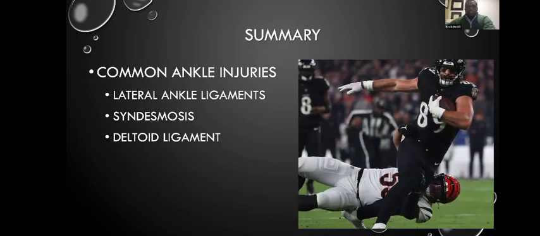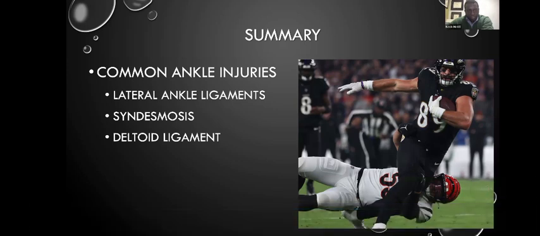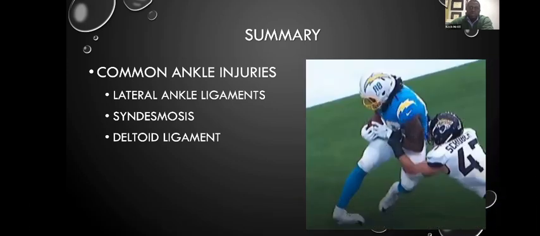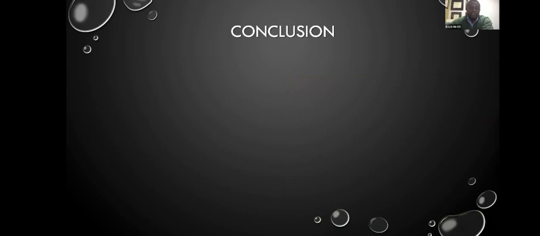So today we went over the common ankle injuries, the common ligamentous injuries: the lateral ankle ligaments, the syndesmosis, and the deltoid ligament. These are very common. Here are a few different injuries that ankle injury patients have had. And here's the more classic way you get an ankle sprain: internal rotation of the tibia and fibula, and external rotation of the forefoot. Very common in football, American football, sorry.